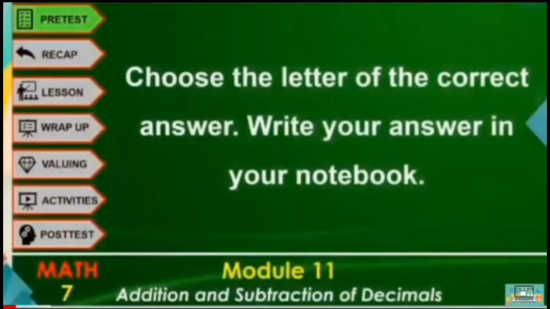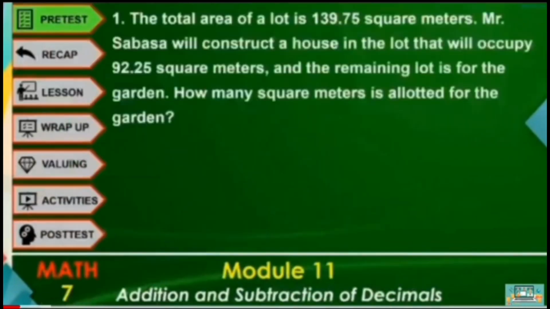Let's start with a pretest. Choose the letter of the correct answer. Write your answer in your notebook. Number 1. The total area of a lot is 139.75 square meters. Mr. Sabasa will construct a house in the lot that will occupy 92.25 square meters, and the remaining lot is for the garden. How many square meters is allotted for the garden?